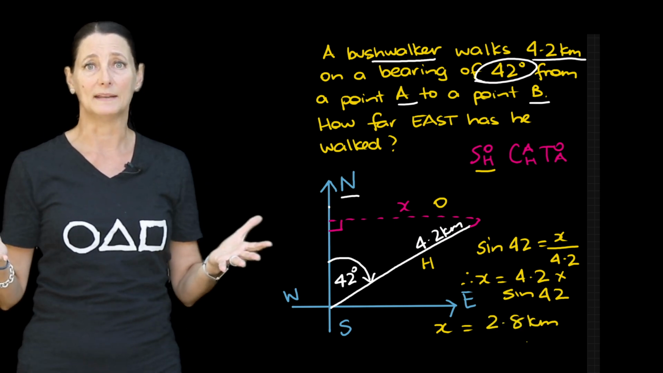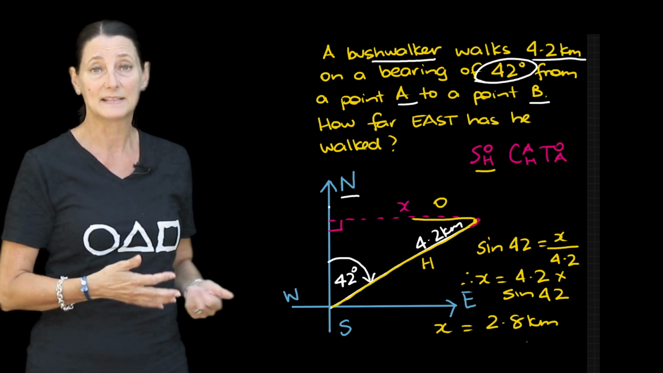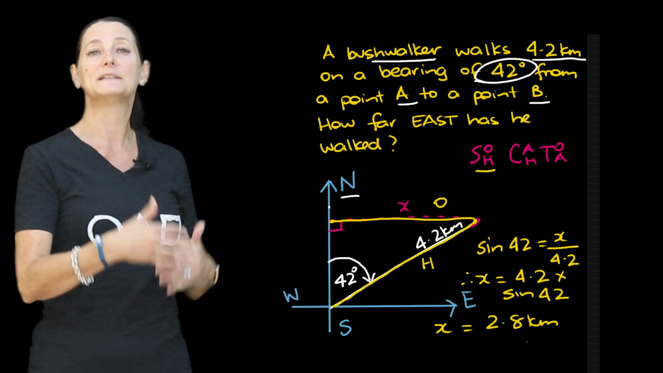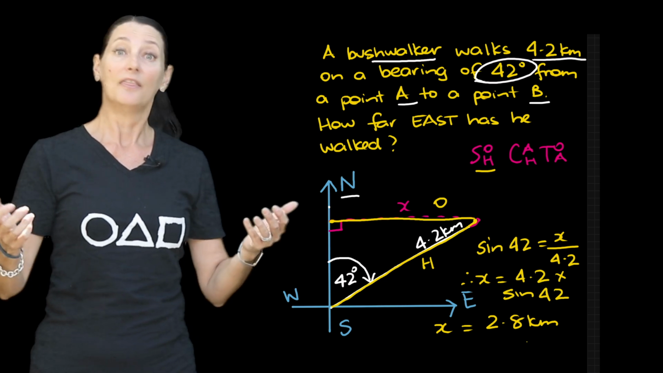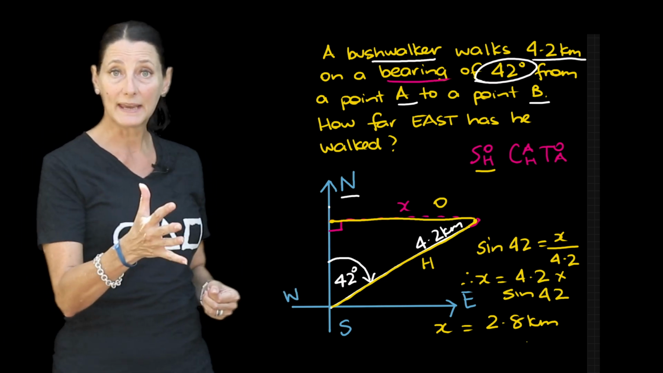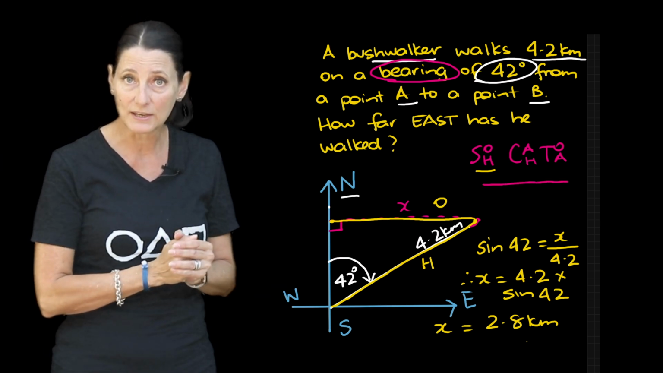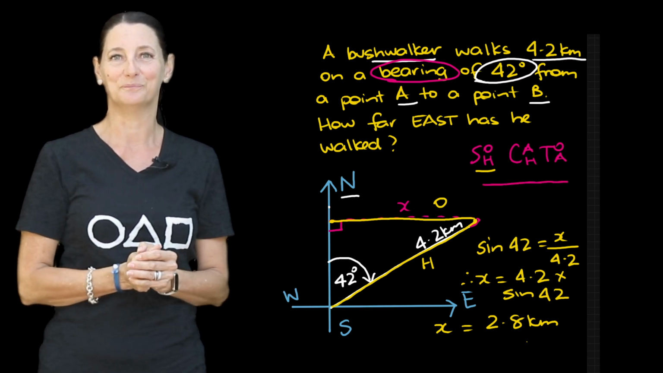Well, what does that mean? That means if I walked 4.2 kilometres on a bearing of 42 degrees, I actually walked 2.8 kilometres in an easterly direction. That's it. Once you see the word bearing in a question, draw your compass point and follow all your SOHCAHTOA rules to apply your trig ratio equations and then solve them.